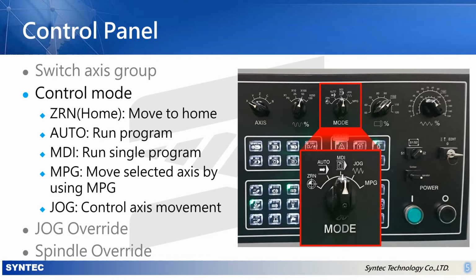ZRN means move the selected axis to home. Auto means run the program after pressing cycle start. MDI means input a single program and run. Jog means the machine moves along the selected axis. MPG means move the selected axis by using the MPG, manual pulse generator.